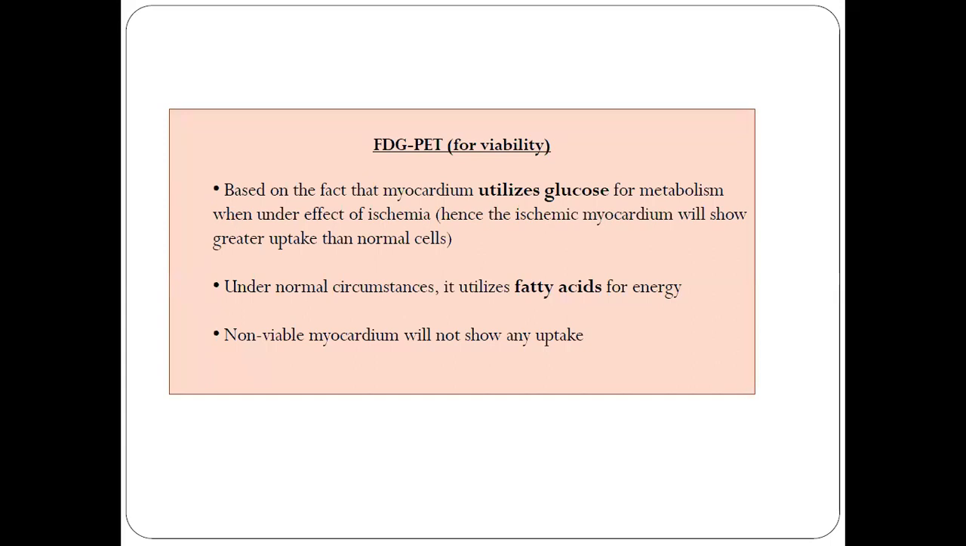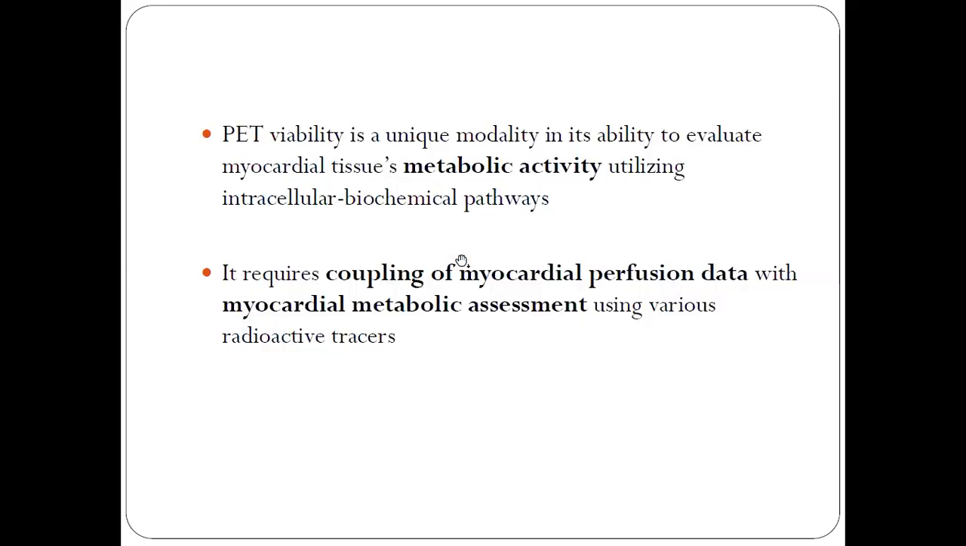Coming to PET scan, which is a positron emission tomography. So it is FDG PET for viability. It is based on the fact that myocardium utilizes glucose for metabolism under the effect of ischemia. Normally, for energy, myocardium uses fatty acids. But during the stress test or during ischemia, it utilizes glucose. Non-viable myocardium will not show any uptake, whereas if you give glucose, the ischemic part will take up glucose.